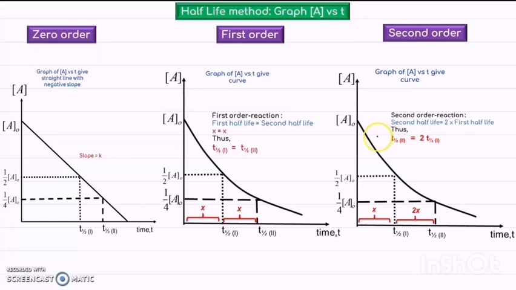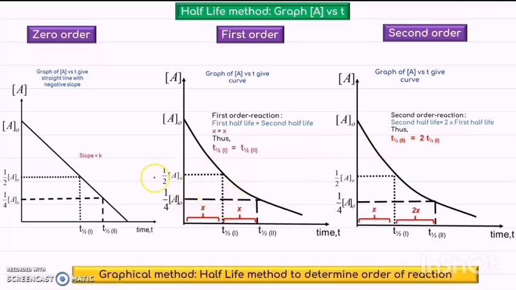And for second order, you will also have a curve, but your first T half is x while your second T half is 2x, where we can conclude that the second half-life for a second order reaction is equal to 2 times the first half-life, or we can write it as T half second equal to 2 T half first.